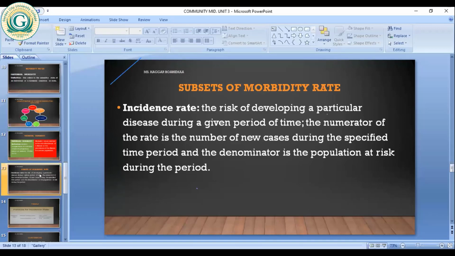All right, so you said incidence rates refer to the risk of developing a particular disease during a given period of time. So what are some of the risks that increase the pregnant woman's chances of getting a specific disease during pregnancy, which can result in mortality?